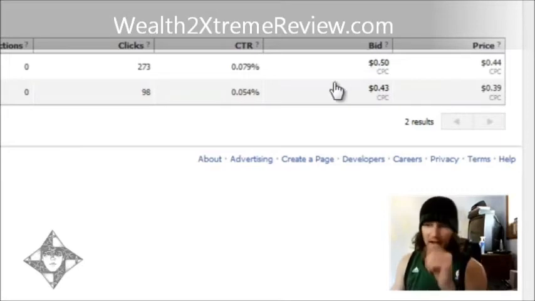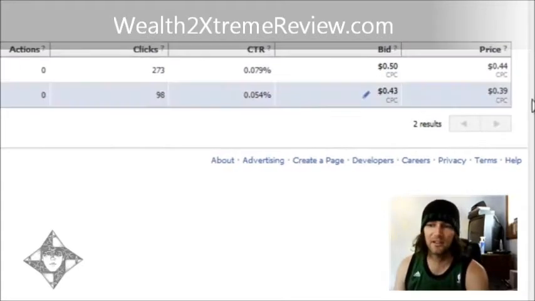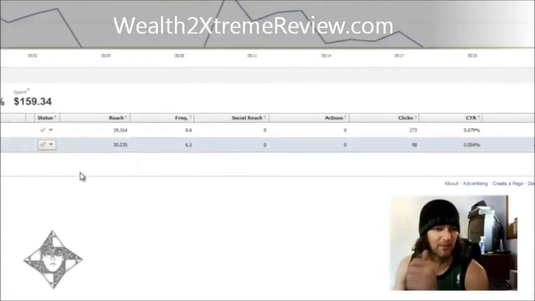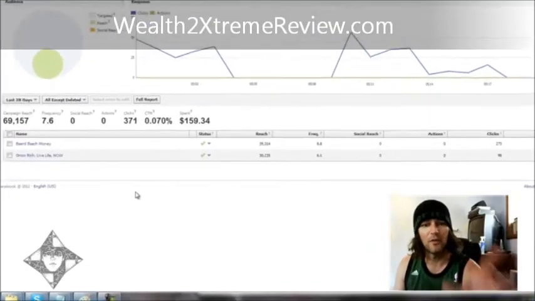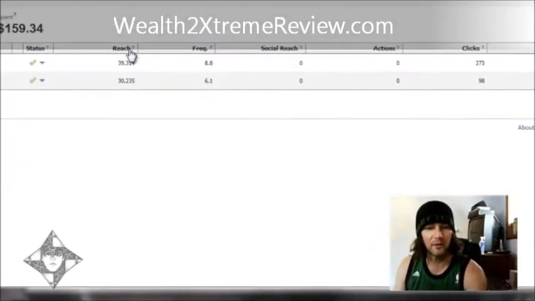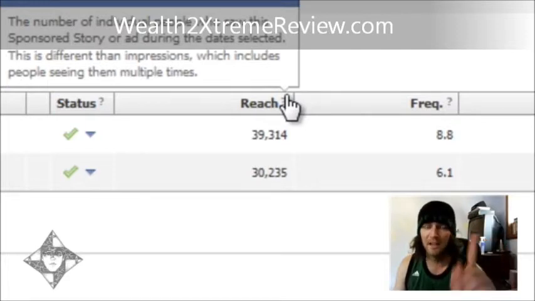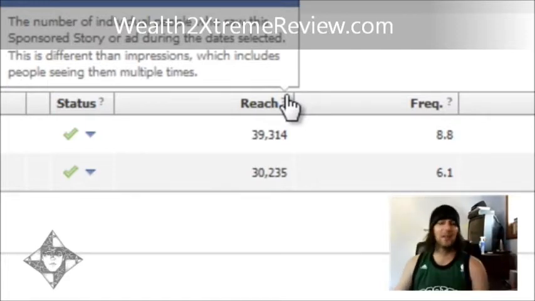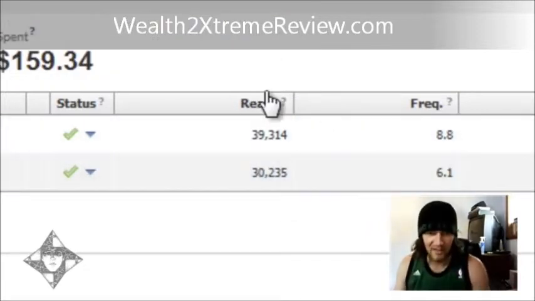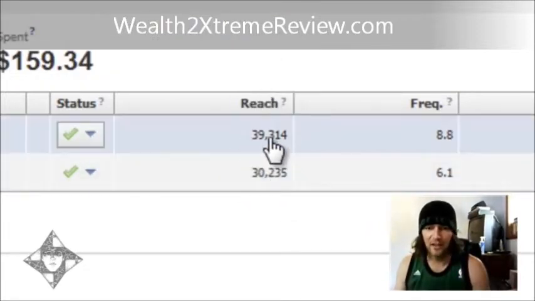Here's the interesting thing. Some of these clicks are going to be the same person clicking on my ad more than once, as you can see by these numbers over here. What's the reach? You scroll over to the reach. Reach is the number of individual people who saw this sponsor story ad during the date selected. This is different than impressions, which includes people seeing them multiple times. This is a key thing to understand with advertising, because this is your reach.